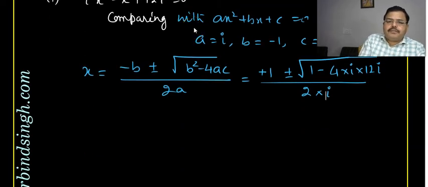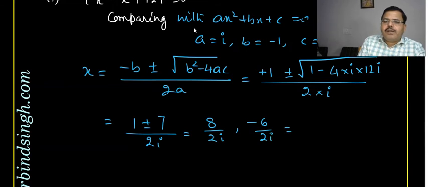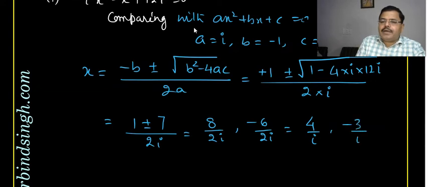That will be 1 plus minus, this will be 48 iota square, and iota square is minus 1, so that will be 1 plus 48, that is 49, and the square root of 49 is 7, upon 2 iota. So that is 1 plus 7, 8 upon 2 iota, or 1 minus 7, minus 6 upon 2 iota. That can be written as 4 upon iota and minus 3 upon iota.